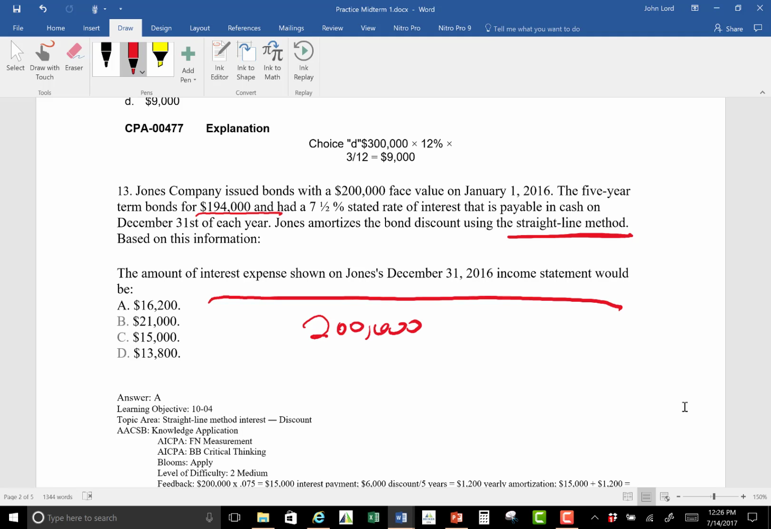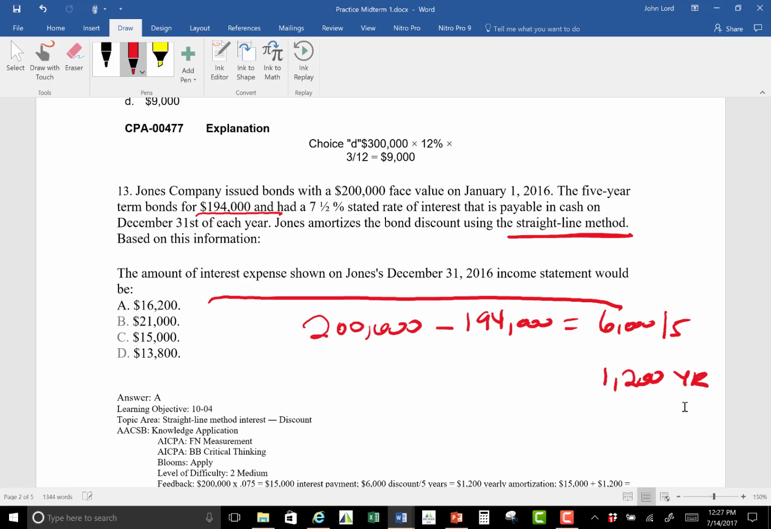200,000 minus the 194,000 means we've got a $6,000 discount, and we're going to amortize that over how many periods? 5 years. So 6,000 divided by 5 gives us what? How much? 1,200? Okay, so we got 1,200 per year, right?